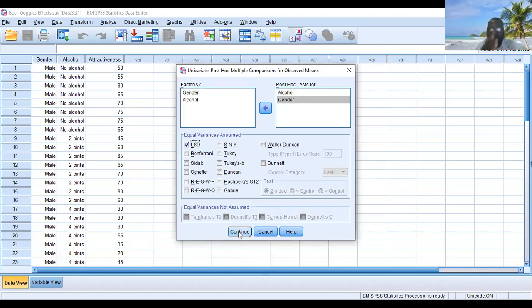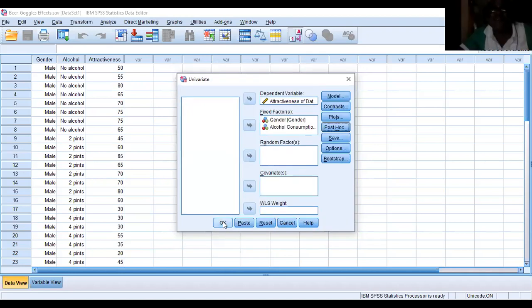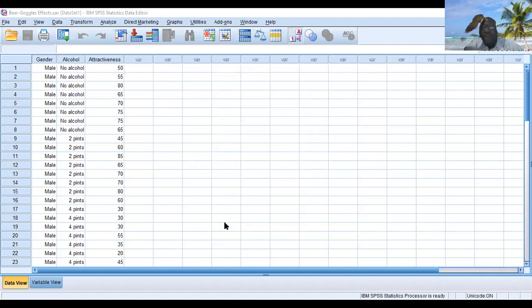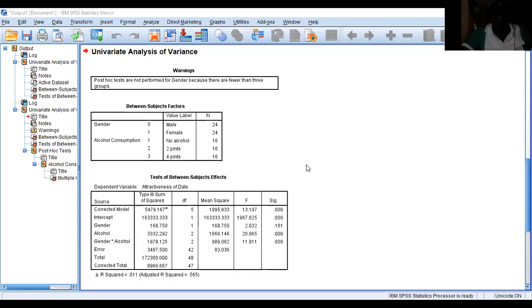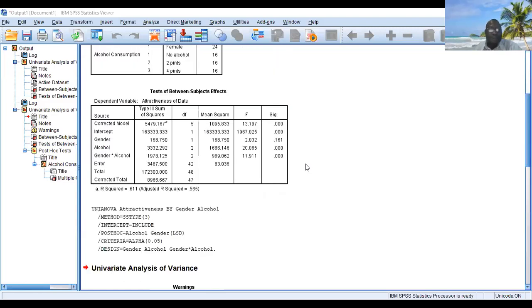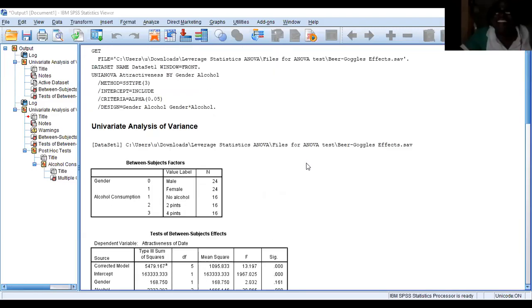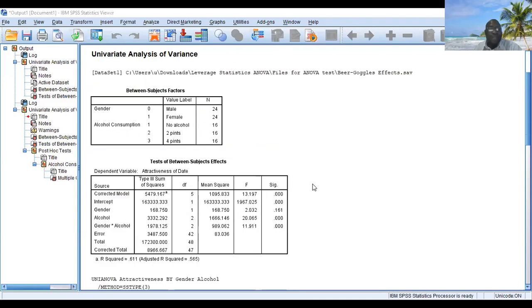Continue. Okay, even the contrast, we can do it under the options. Okay, so it's on now. You can share the result with us. Please, where do we start? This is the beginning.